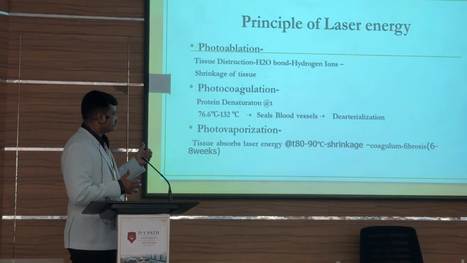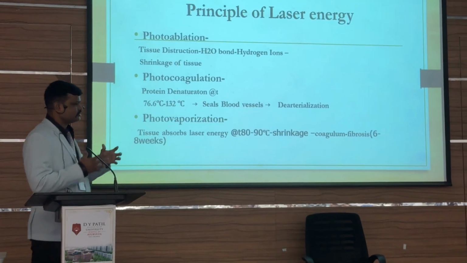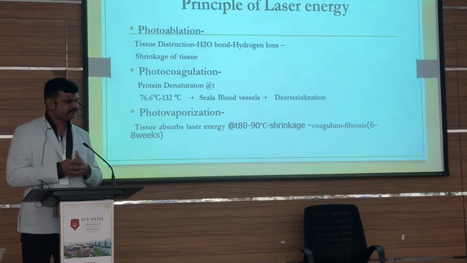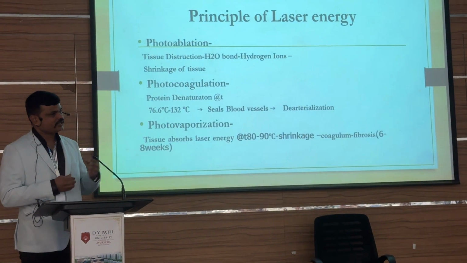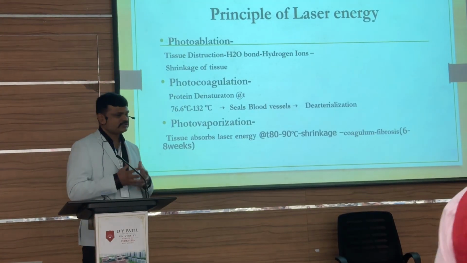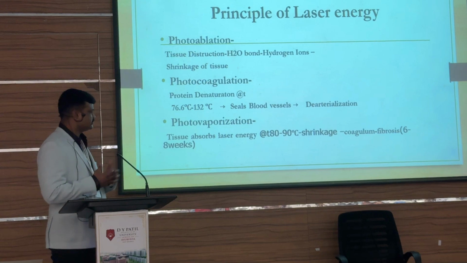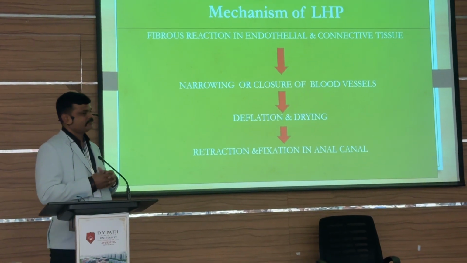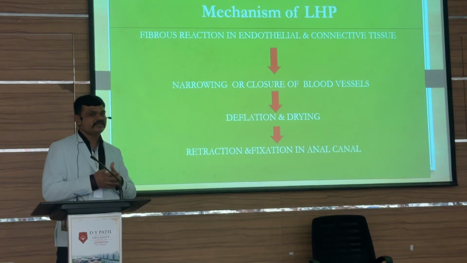And photovaporization is where the tissue absorbs the laser energy at 80 to 90 degrees centigrade, and there is a shrinkage of the hemorrhoidal pile mass, which forms a coagulum and fibrosis after 6 to 8 weeks. So this is the complete mechanism of the laser in hemorrhoids.